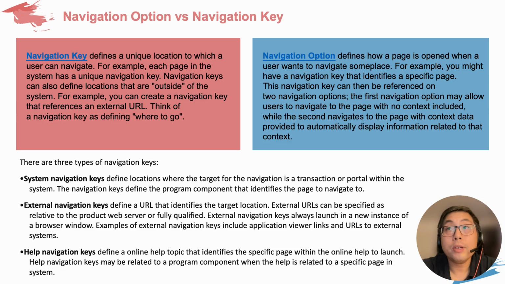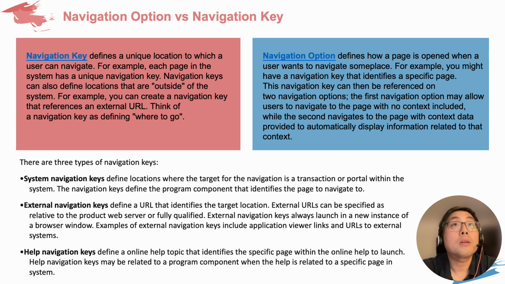Okay, so navigation key actually defines a unique location to which a user can navigate. So for example, each page in the system has a unique navigation key. Okay, so it is actually the target URL. Although it is not the actual URL, it's actually its target URL in the metadata. Okay, so navigation keys can also define locations that are outside of the system.